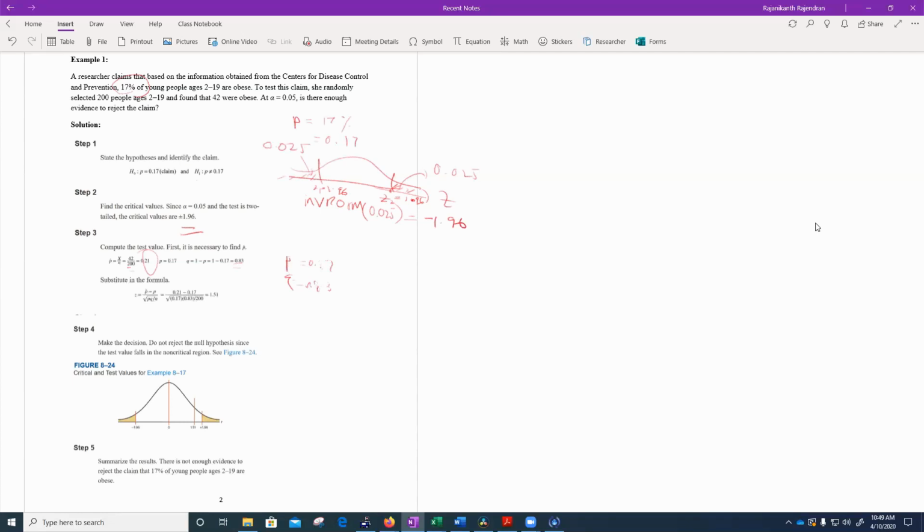So plug all the values into your test value formula. p hat is 0.21, subtract little p, 0.17, and plugging in all the values, you will get the test value, 1.51. So where is 1.51? This is 1.96, and 1.51 will be somewhere here. So it is very clear that my test value is now falling into the non-critical region. Therefore, you can't reject. So do not reject your null hypothesis.